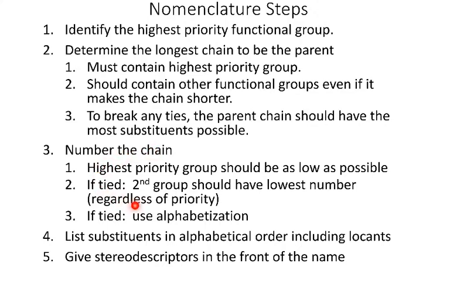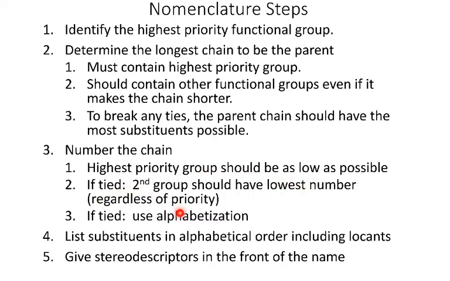Then we need to decide how we're going to number the chain, and the highest priority group that we determined in the beginning, that number should be as low as possible. If for some reason there was a tie, like if there was a ketone in the middle of the compound or an alcohol in the middle of the compound or something, then we go by the second group should have the lowest possible number, right?